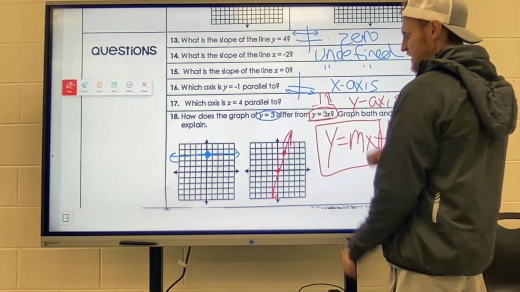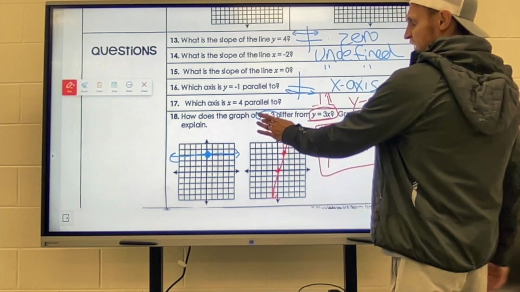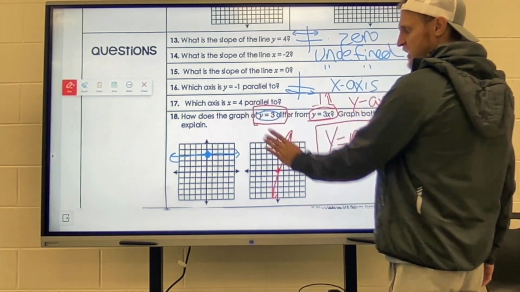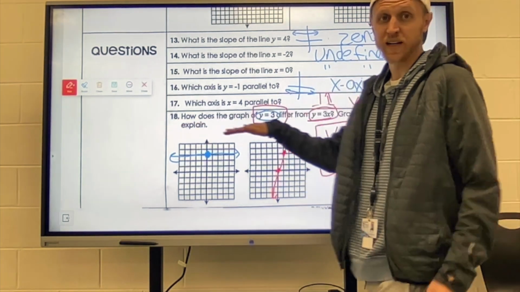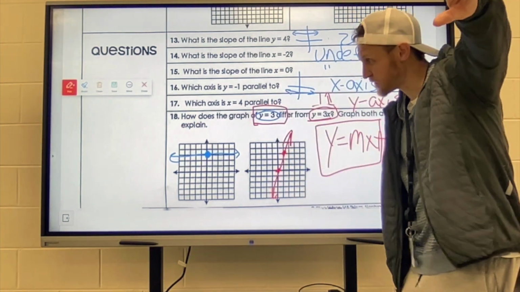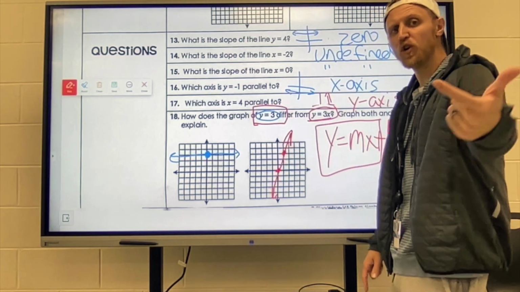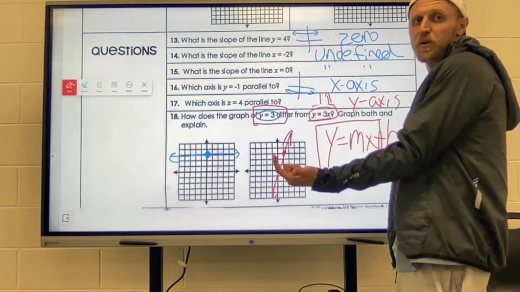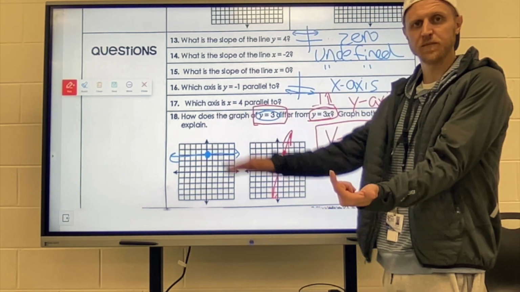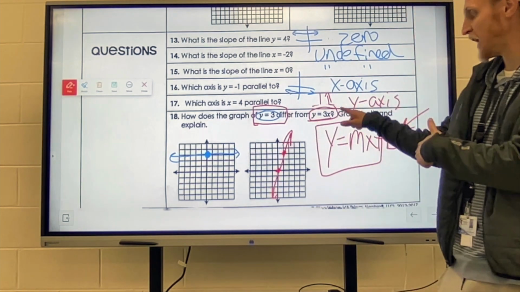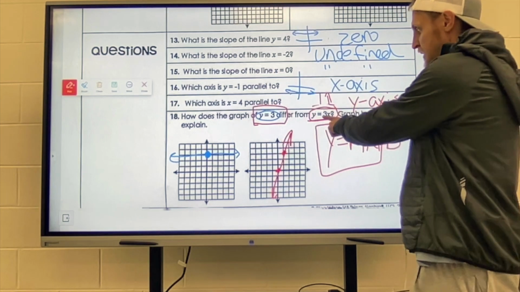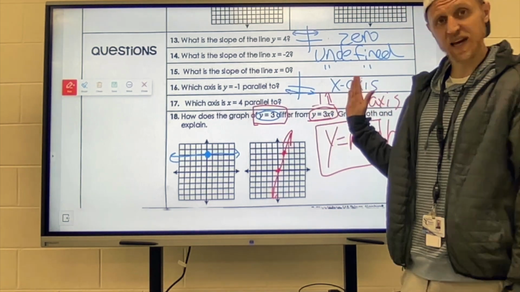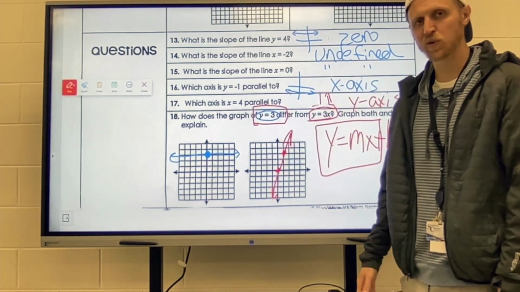So all this is wanting to remind us of is that if we have y equals a number, this is kind of what we've been working with, we're going to end up with that horizontal line. It has the y-intercept of 3, but its slope is 0. There's no x part to it. That's why it's flat. The other one has a y-intercept of 0, because that's the part that's missing, but its slope is 3. So it does have a slant, it just starts right here at the origin.